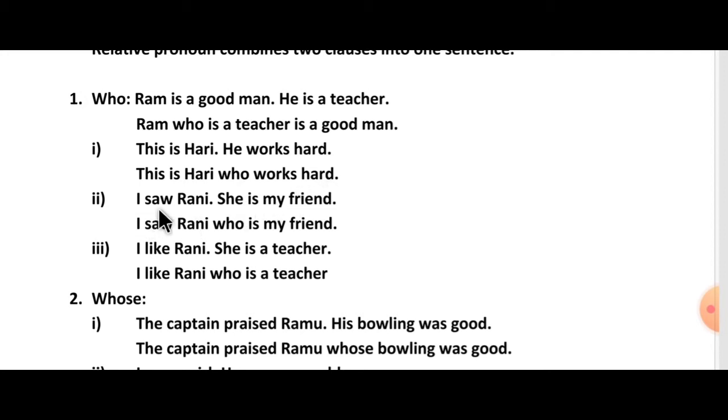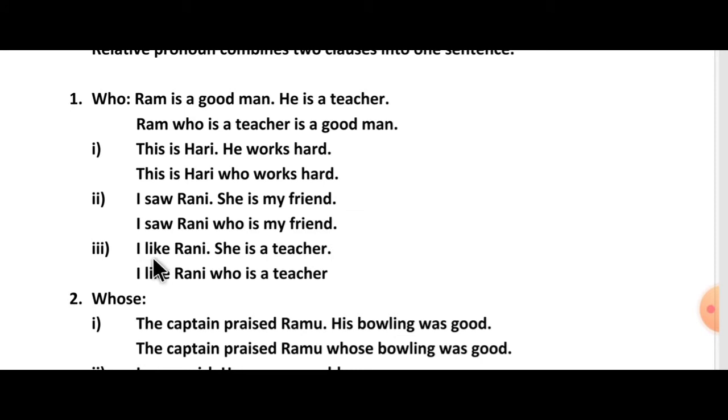And the second example: I saw Rani. She is my friend. Here in these two sentences, the related words are Rani and she. You have to remove she and add who, and make the second sentence a clause. Add this entire clause after Rani. So the answer is: I saw Rani, who is my friend.